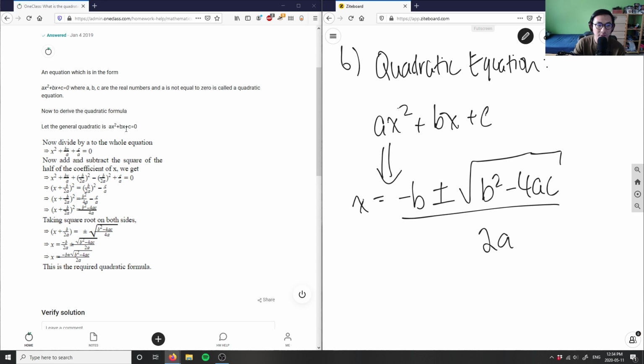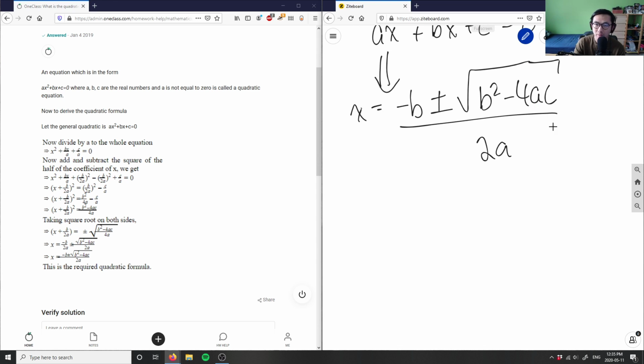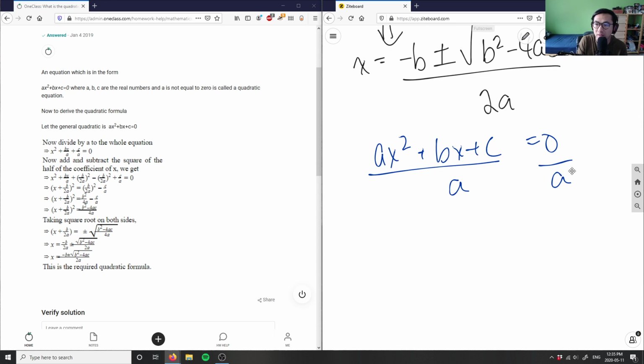So if I have ax squared plus bx plus c, what they're doing first is dividing everything by a, and this equals 0, because it's a quadratic function. So I'm dividing everything by a to get this first step. Let me copy down what they're doing. I have ax squared plus bx plus c equals 0, and I'm dividing this entire left side by a. The right side doesn't change, it still equals 0, but the left side is going to change. I have x squared plus bx over a plus c over a.